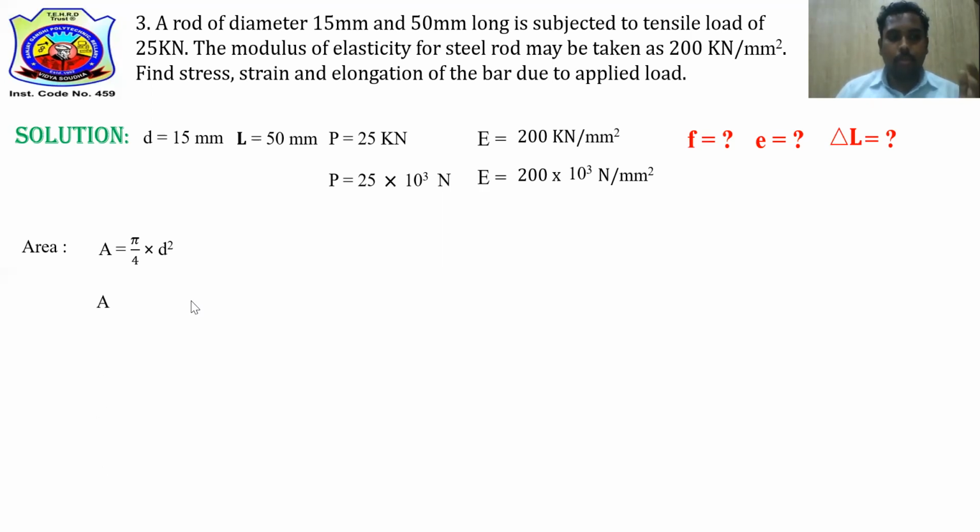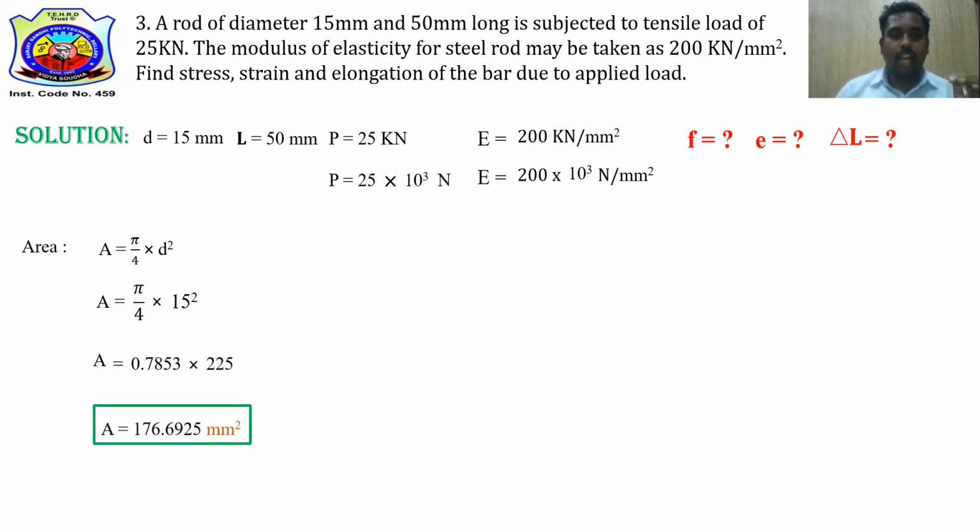So let's substitute the values. A equals pi by 4 into d square, that is 15 square. A equals pi by 4, the value of pi by 4 is 0.7853, into 15 square, which is 225. On calculation, I get the value of A as 176.6925 mm square.